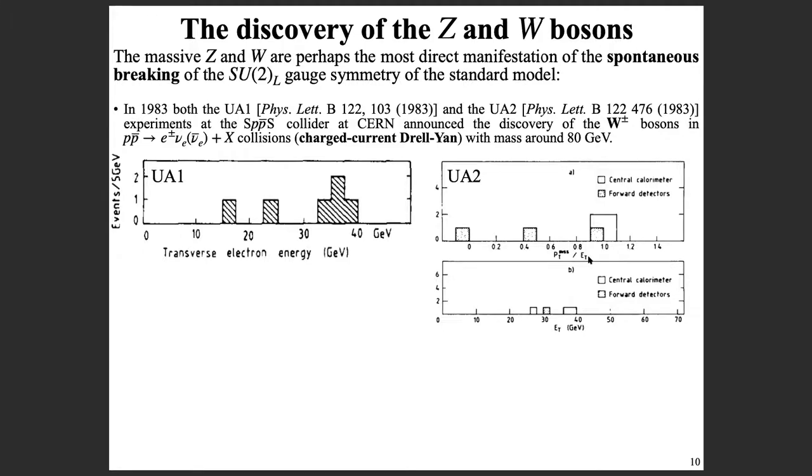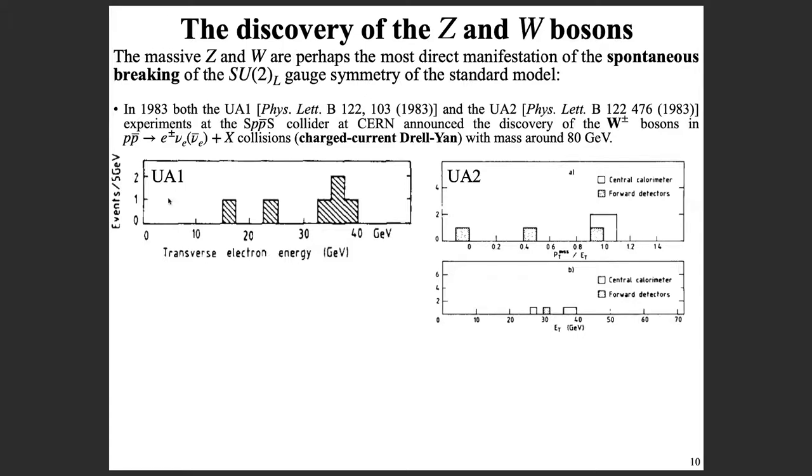And so actually this happened back in 1983. There were two experiments back then at CERN, called the UA1 and UA2. And in these papers here, they announced the discovery of the charged W bosons. This again happened in the so-called charged current Drell-Yan, in which you collide a proton and antiproton, and then you produce an intermediate W boson that eventually decays into a charged lepton and neutrino. And the mass of this W boson was already back then estimated to be around 80 GeV, which is very close to the actual value.